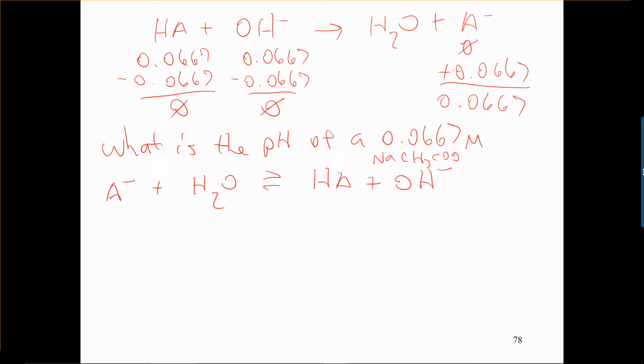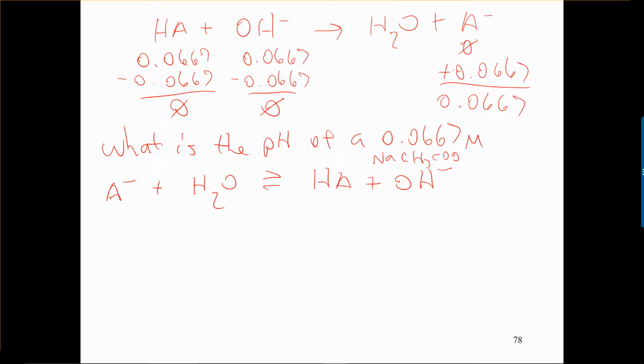If I react a strong acid and a strong base together, the pH at the equivalence point will be 7. But if it's a weak acid with a strong base, at the equivalence point I will have some weak base left over. That weak base will establish an equilibrium, and it will determine the pH of that equivalence point. It's not 7 because it's a weak acid that I'm titrating.